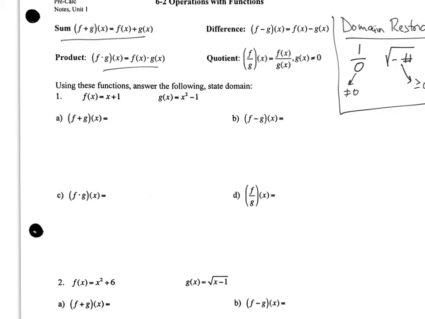So you don't add the names. The f and the g are kind of gone. Instead, we add the parts. So we're just going to add up the variable. So then we have x plus 1 plus x squared minus 1. Just combine like terms, x squared plus x. The ones are gone. So this is the answer. And then the domain is all reals.